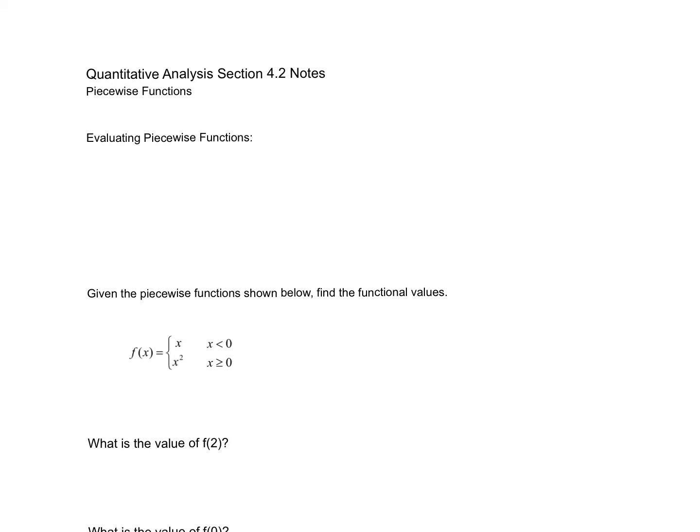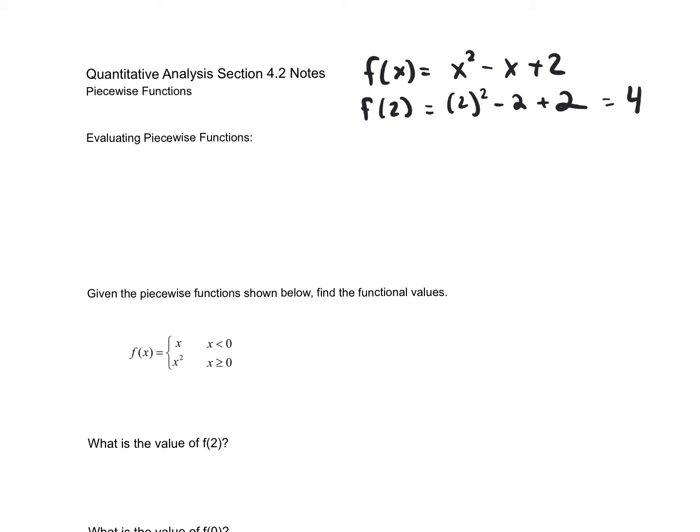Talked about in section 1 how we were evaluating functions. If I had some function, f of x equals x squared minus x plus 2, and we're finding some functional value, then we would just substitute that value in for all our occurrences of x, or whatever that variable was, and then we would simplify that to get our function value.